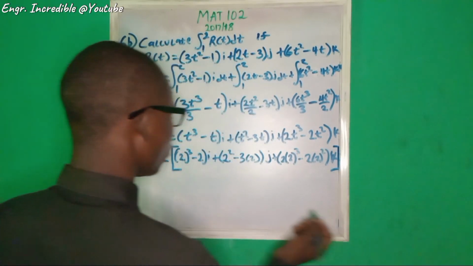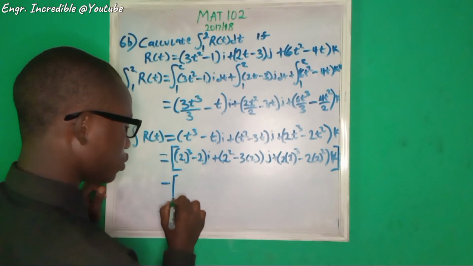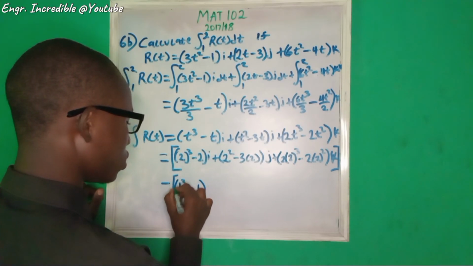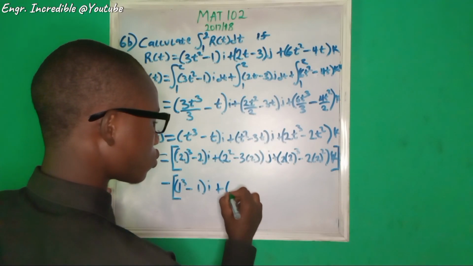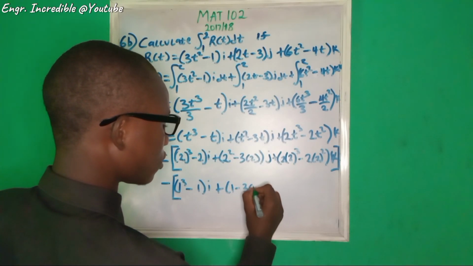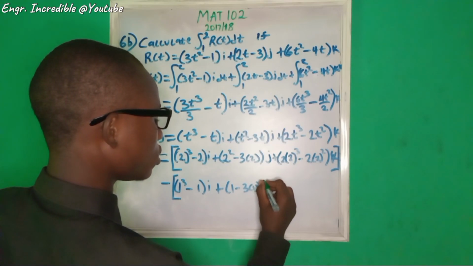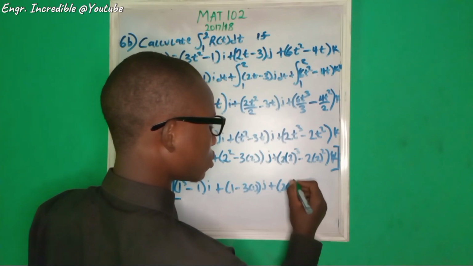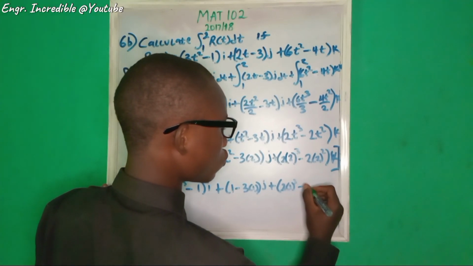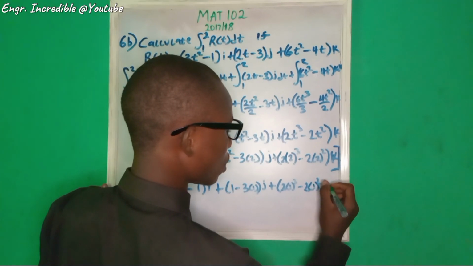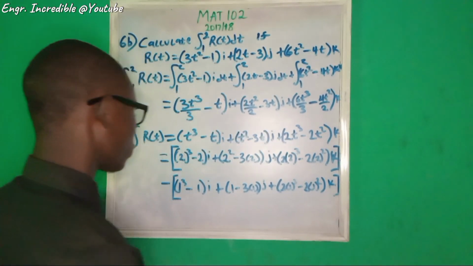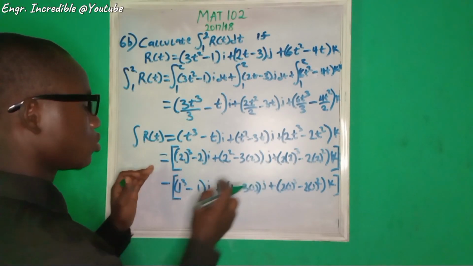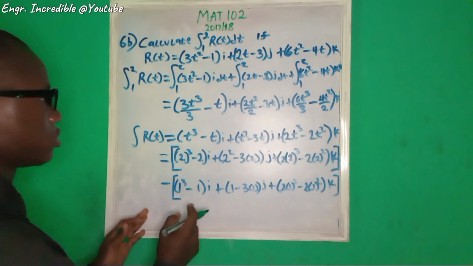So that is for the 2 part. Then we minus it from the 1 part, that is when it is 1. So we have 1 cube minus 1 of i, then plus 1 minus 3 times 1 of j, then plus 2 times 1 cube minus 2 times 1 square of k. So this is it for the 2 and the 1. So we do this one, then we subtract it from when it is this one right here.